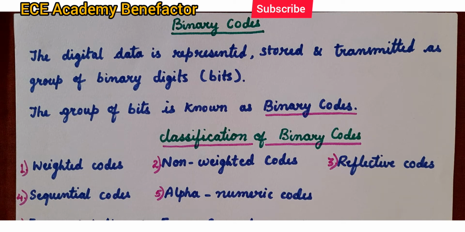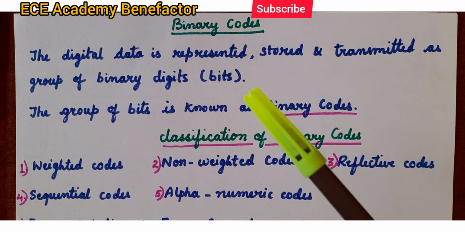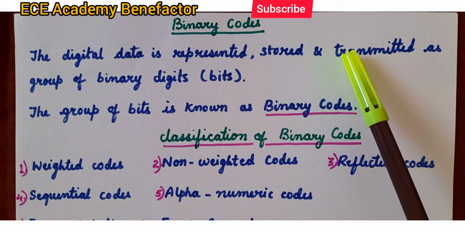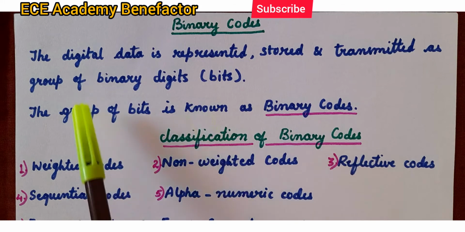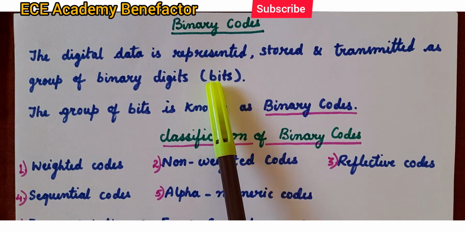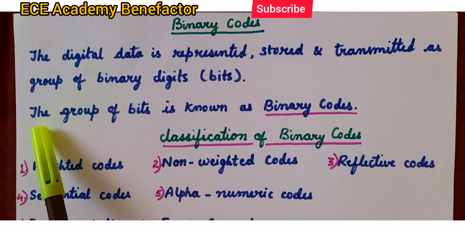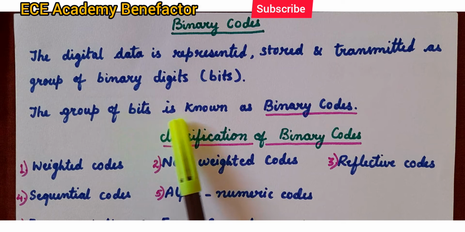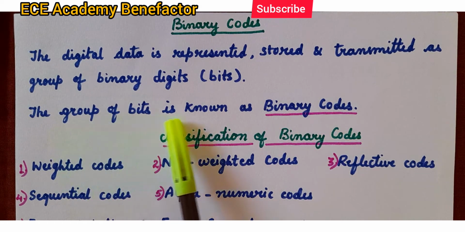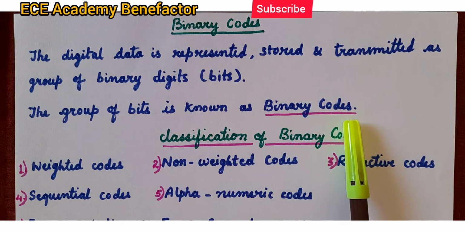What is a binary code? The digital data is represented, stored and transmitted as a group of binary digits. Binary digit, short form, is bits. So what is a binary code? The group of bits is known as binary codes.